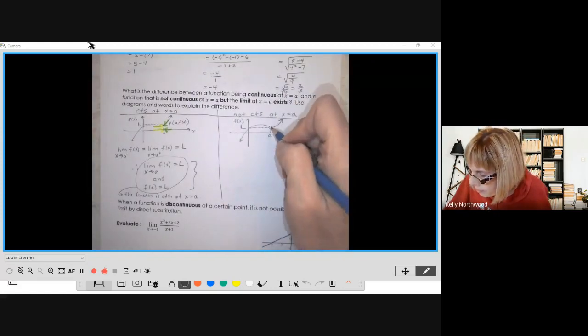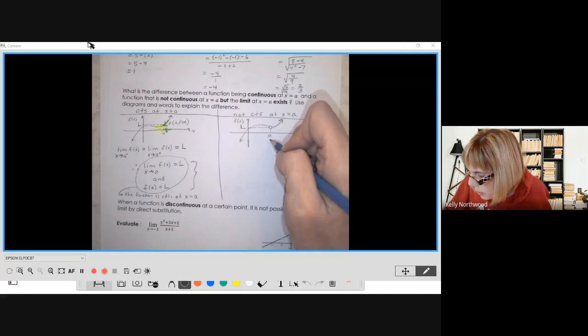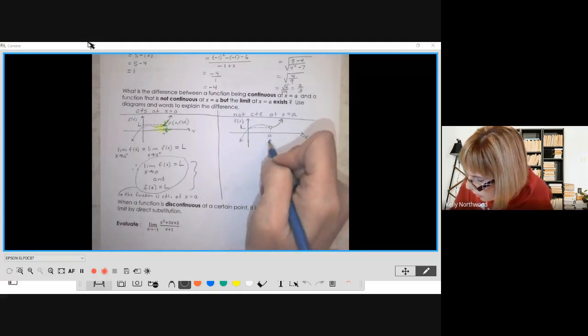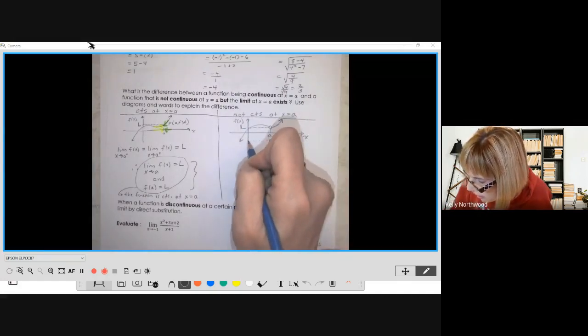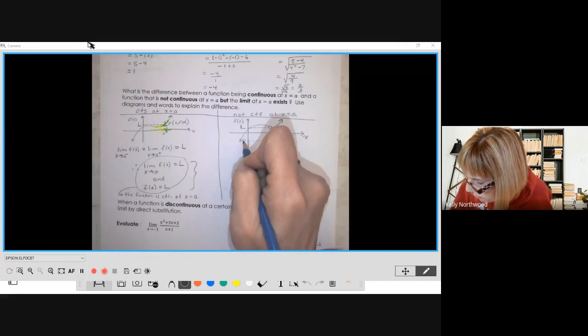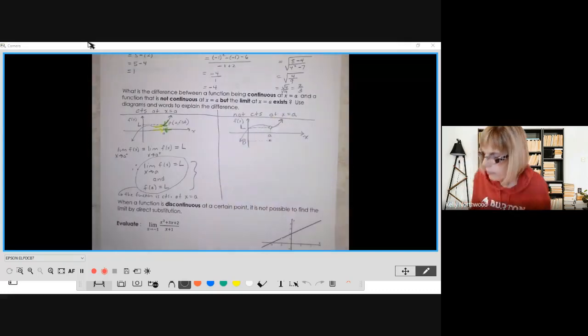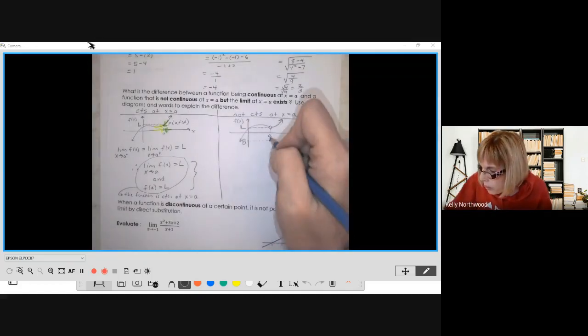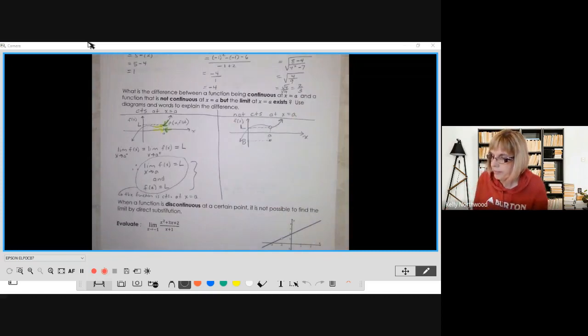And then below this hole, I'm just going to put it in the negative so we can spread it out a bit. This is going to be the value of the function when x is a, and we'll call that capital B. So below this hole, this is the point.